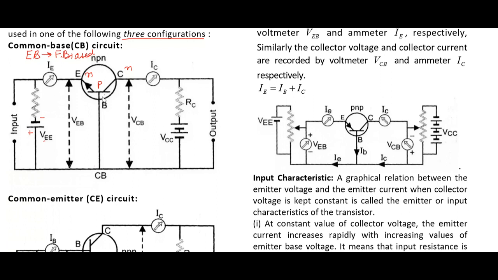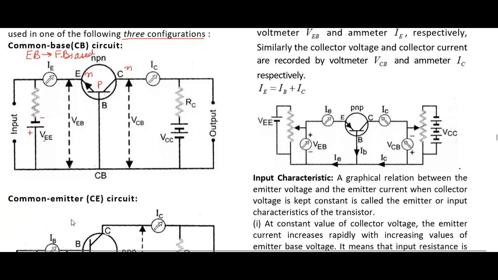These are the batteries. And why is there a difference between VCB and VCC? Because of this resistance RC and the current flowing through it. Same is here, the difference in VEE depends upon the direction of the current, okay? So this resistance makes the difference between VEB and VEE. So here we join the input signal and here we get the output signal.